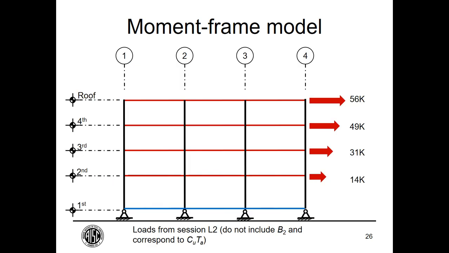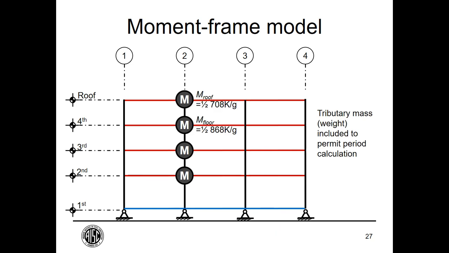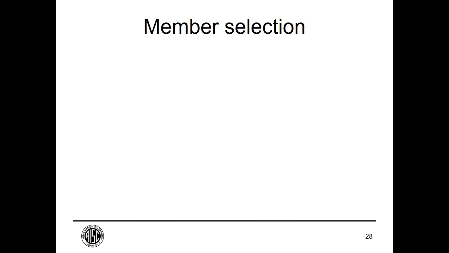Okay, so here is the model that we have, or the loading that we have on the model already calculated in session 2. These are forces that correspond to C_u T_a, and they don't have the second order effect B2 included in them. To get the period, we want the tributary mass. So we have some mass at the roof and mass at each floor, and we can put that into our model and calculate the period.